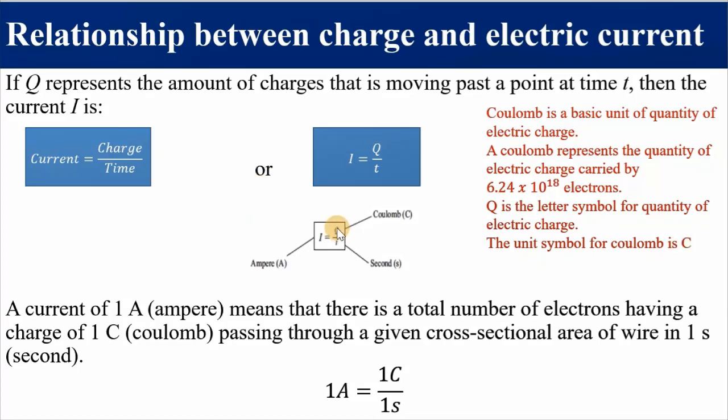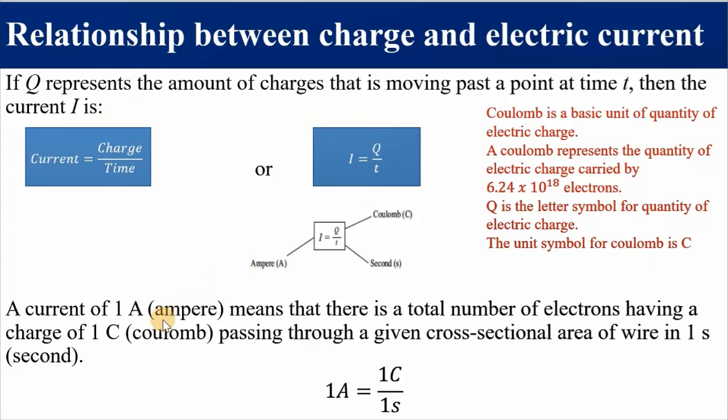Guys, given charge in coulombs and time, you must be able to calculate current. Current is measured in amperes, charge is measured in coulombs, and time is measured in seconds. Please take note that the symbol for time is not capital letter T. Capital letter T is for period. The symbol for time is small letter t.